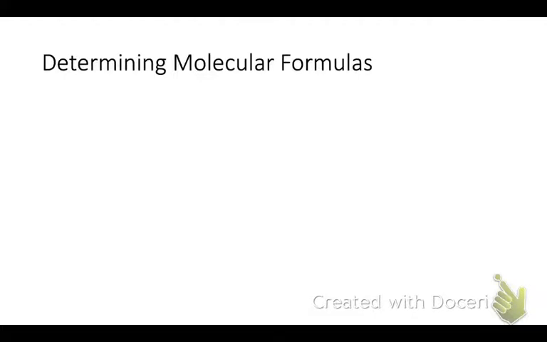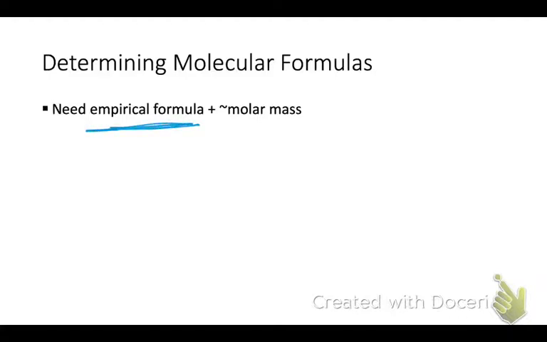Now, to determine the molecular formula, you know how we just worked on the empirical formula? How do we do that? We need the empirical formula and we need the molar mass. So if you want to determine a molecular formula from empirical formula, then you gotta have the empirical formula and you gotta have the molar mass. And what does that mean? Let's see here. Multiplication of the empirical formula will give you the molecular formula. So let me explain to you what does that mean.